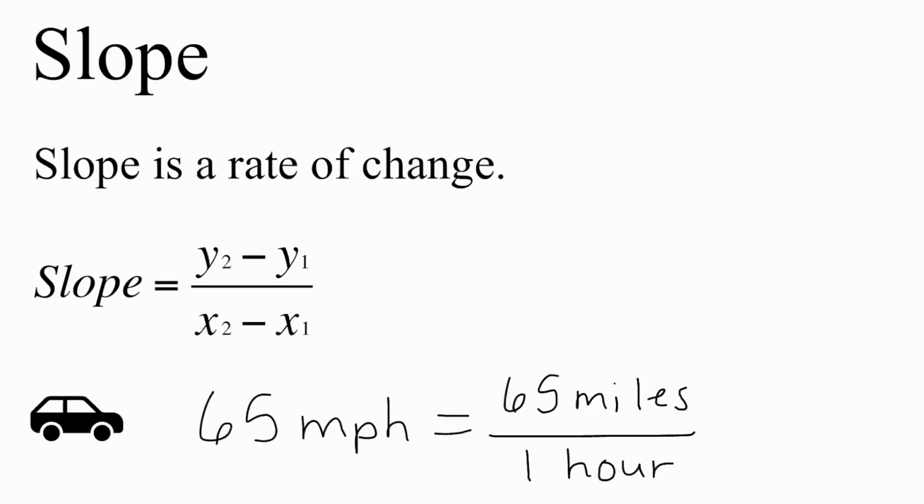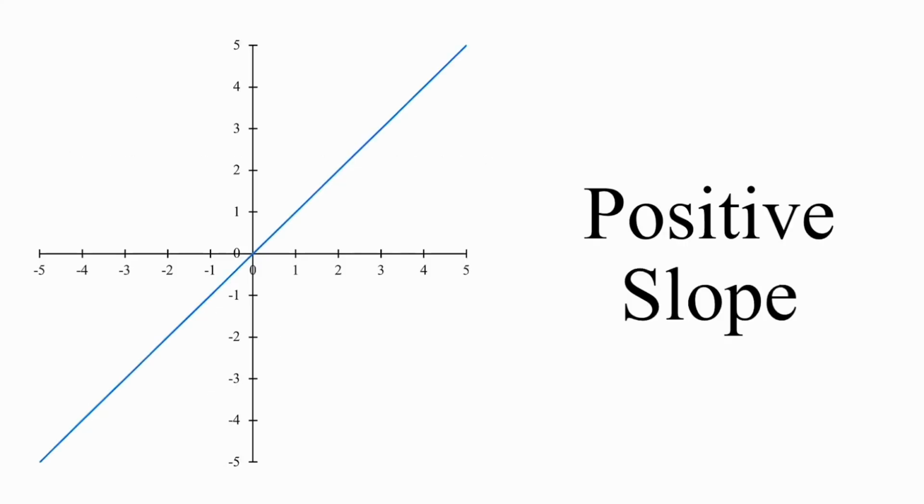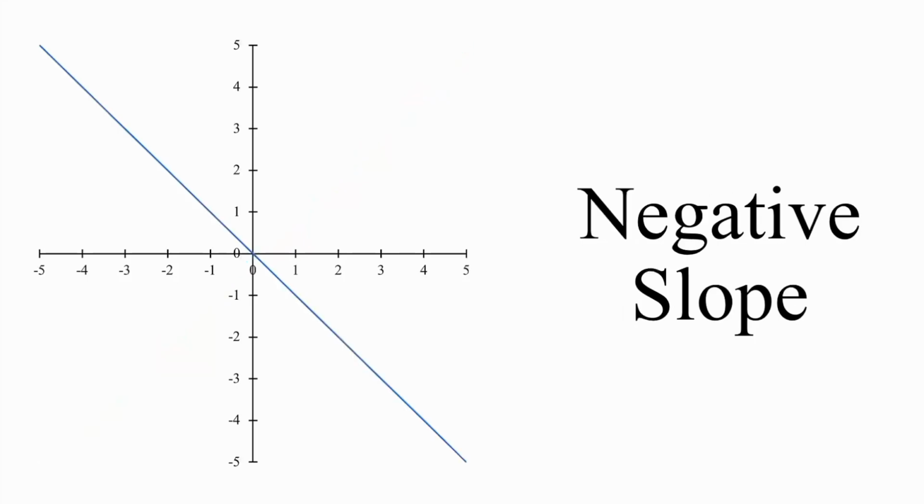There are 4 types of slope: positive slope, negative slope, undefined slope, and zero slope. Positive slope increases from left to right. Negative slope decreases from left to right.